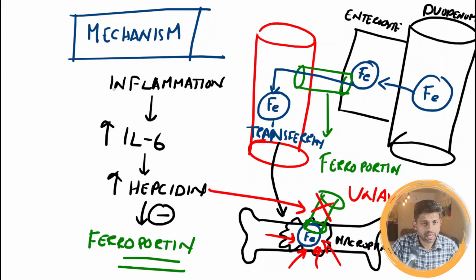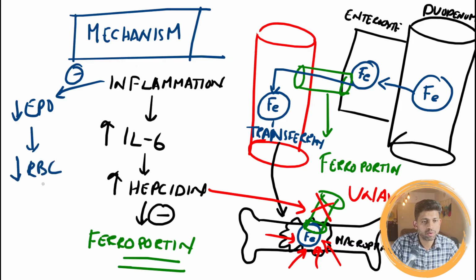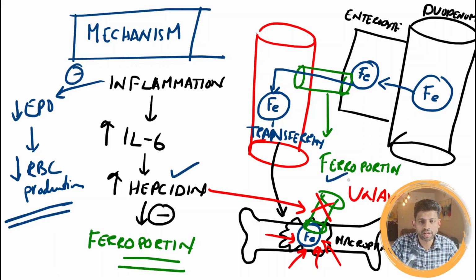Now, along with this mechanism, inflammation also inhibits erythropoietin. So, when erythropoietin is reduced, naturally RBC production from the bone marrow reduces. So, because of increased hepcidin and destruction of ferroportin along with reduced erythropoietin, anemia occurs.